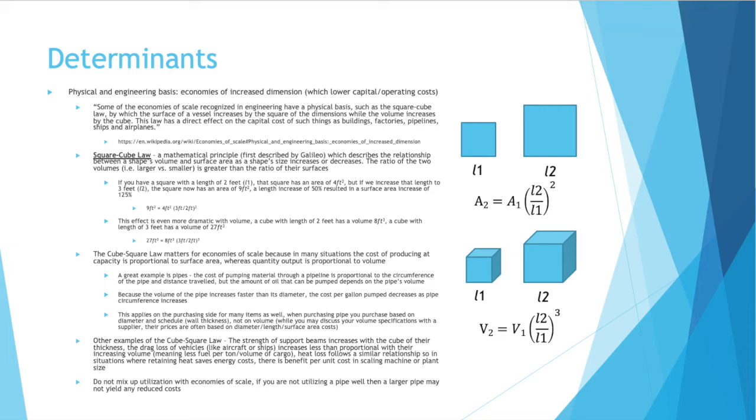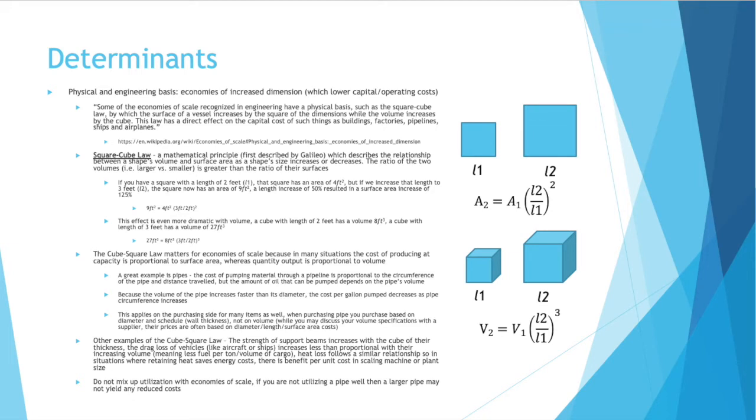Because the volume of the pipe increases faster than its diameter, the cost per gallon pumped decreases as the pipe's circumference increases. This is because, like I touched on in my pipes video, you typically purchase pipe based on circumference and thickness of the wall of the pipe. You don't buy pipes based on the volume they can pump. That might matter on your specification side, but that's not how you are purchasing it. You are purchasing it on circumference and wall thickness, which is called schedule. So because of that, your cost does not increase as fast as your gallons pumped increase, which means you can pump more for less.